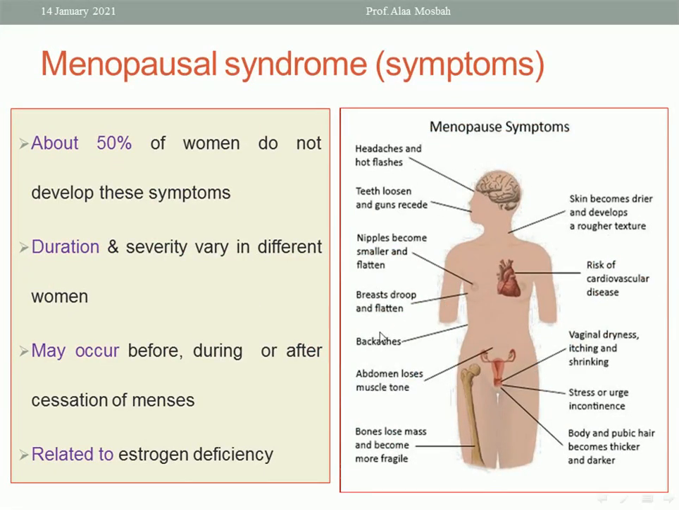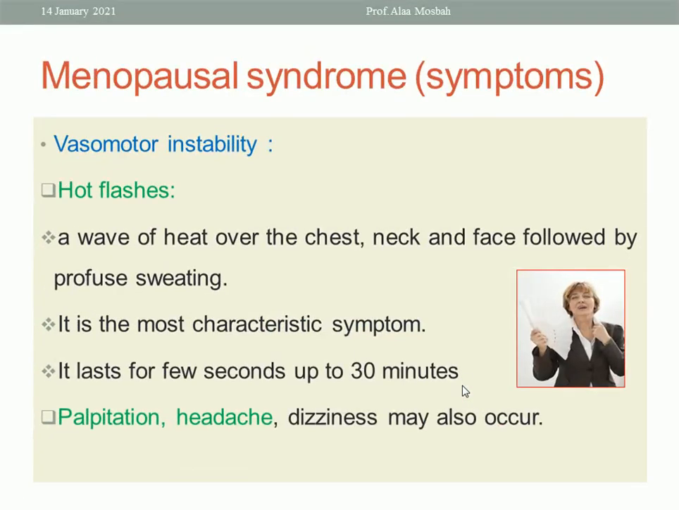So what about the menopausal syndrome or menopausal symptoms? Of course, it doesn't occur in all ladies. Maybe 50% of women may develop these symptoms. The duration and the severity vary between the women, and it may occur before, during, or after cessation of menses, so in the perimenopause age and postmenopause age.